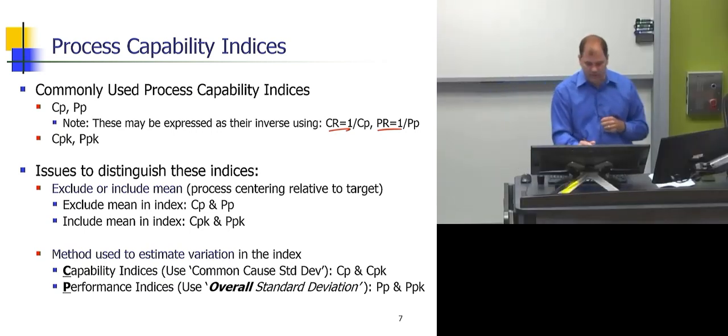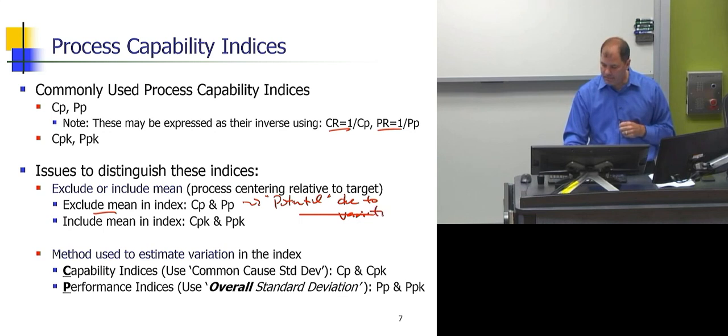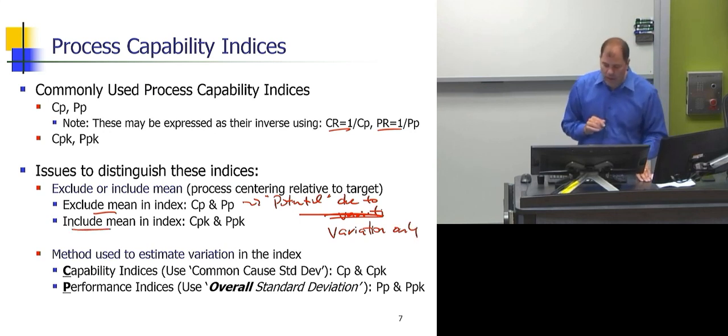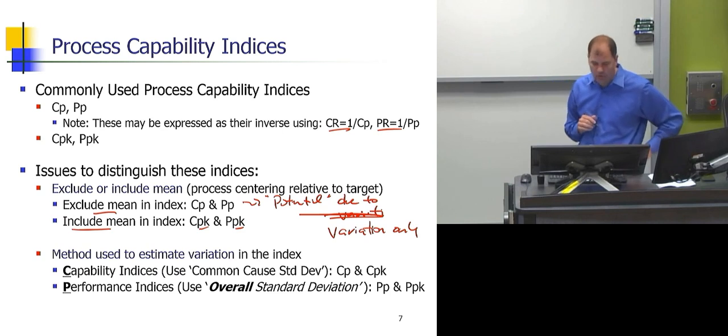When I exclude the mean, I'll get CP and PP, and these are really about the potential due to variation only. When I want to include the mean, I will use CPK and PPK. So if you see that letter K, that is implying that you're including the mean in your index calculation. All right, that's one distinguishing factor.